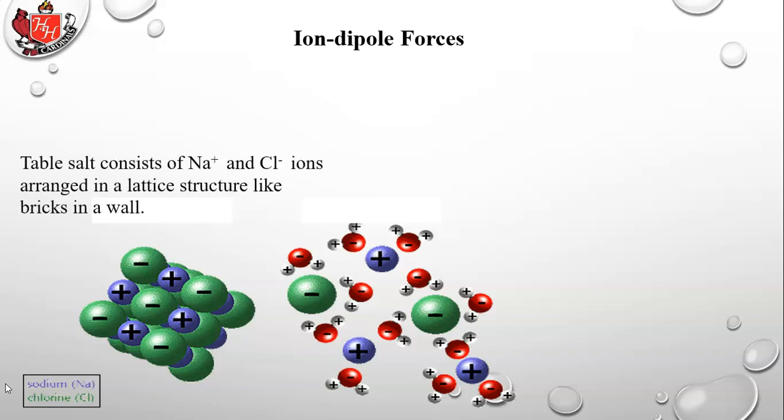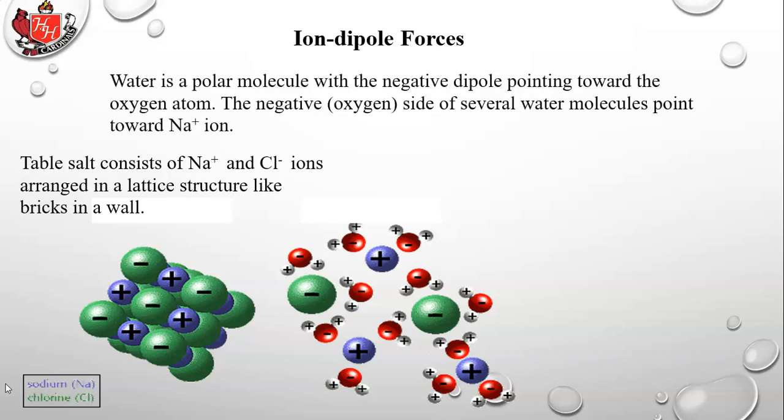So table salt consists of sodium ions and chloride ions, NaCl, arranged in a lattice structure like bricks in a wall. So we talked about that when we talked about ionic bonds. Water is a polar molecule with the negative dipole pointing toward the oxygen atom. So think of a water molecule. The electrons are pulled over toward the oxygen in a water molecule because that's more electronegative than the 2 hydrogens that are in the water molecule. So the electrons get pulled toward the oxygen atom in a water molecule. That means that the oxygen side of a water molecule is more negative and the hydrogen side is more positive.